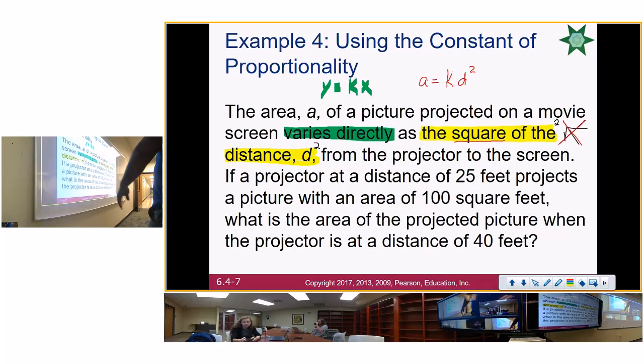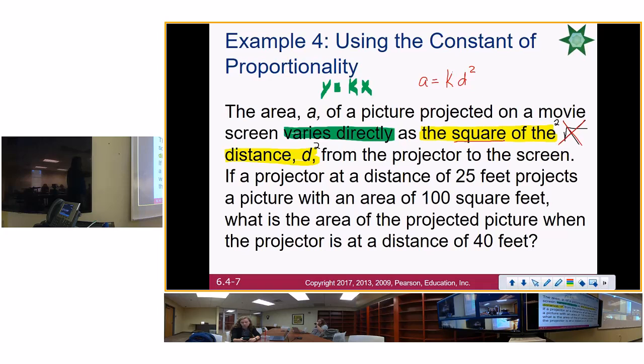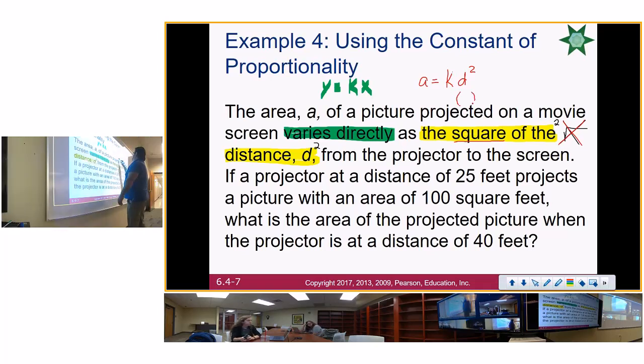Second part, plug and chug. So what am I going to plug in? A distance of 25 feet. So that means D, I'm going to plug in 25 feet, K, and 100. So what's the only thing I can do with that equation? Solve for what? K, because that's the only thing that's left. So 25 squared is 625. And as you said, we're going to divide.